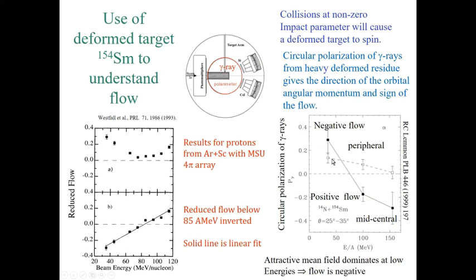Those polarizations mean it's attractive, it's orbiting. But then as you go up in energy, starting at 35 and going up to 150, the mid-central ones go to the other side. So we're seeing things bouncing off in the conventional technique. So this is an example of nuclear structure coming to the rescue.